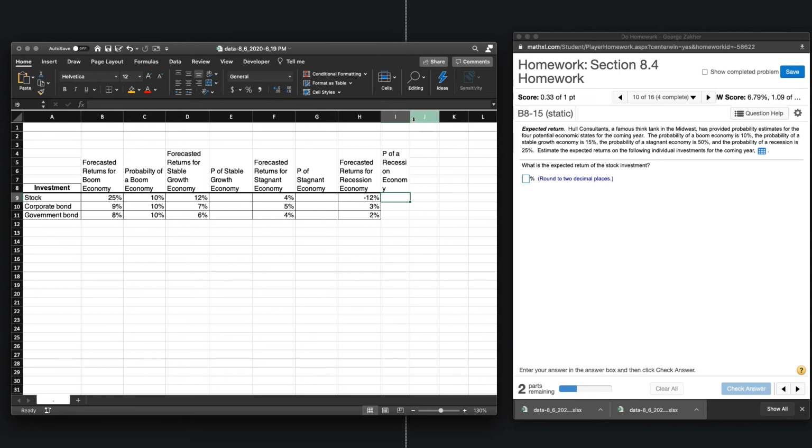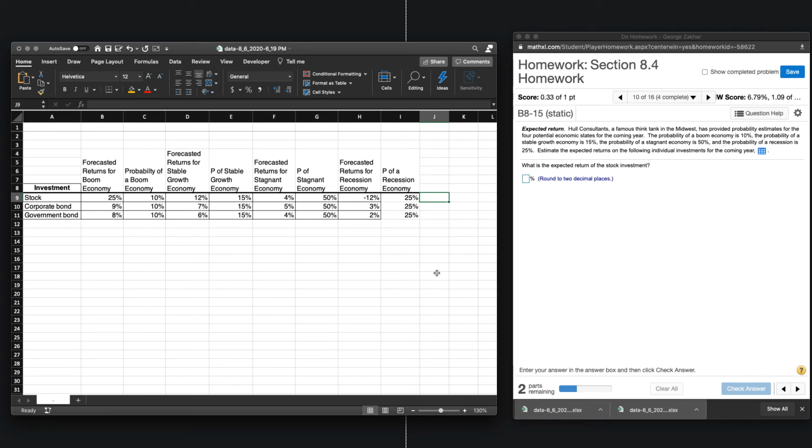So let's just fill in our numbers. So the probability of a stable growth economy looks like it's 15%. And stagnant, 50%. So that seems like it's more likely than any other type of economy. And finally, recession, there's a 25% likelihood of a recession. Okay, wonderful. So now we have our information, and ultimately we're going to try and solve for our expected payoff, okay?